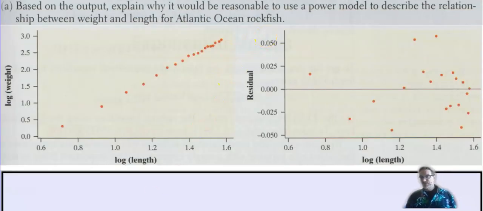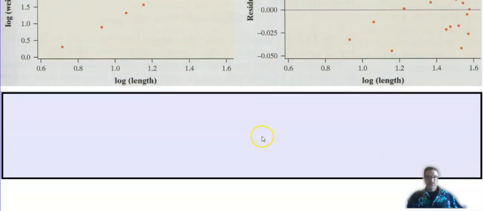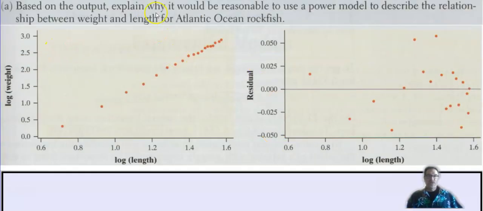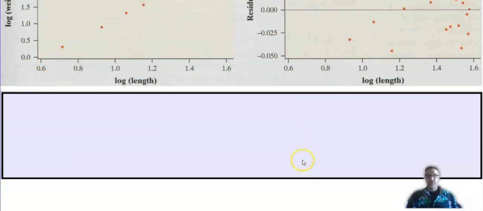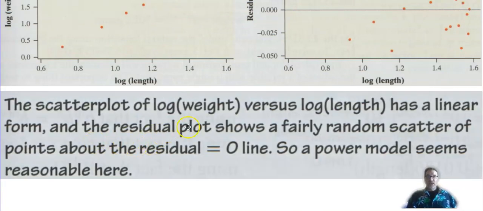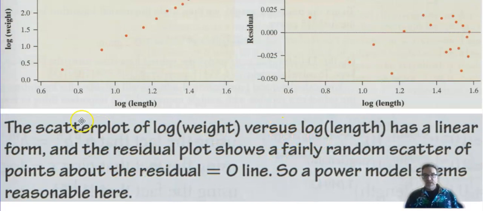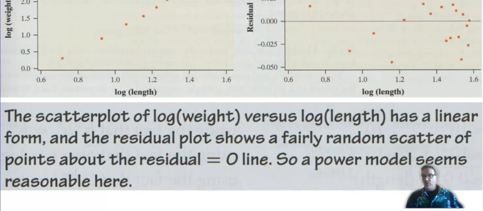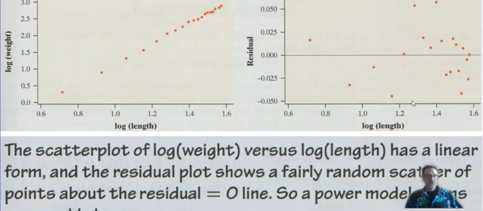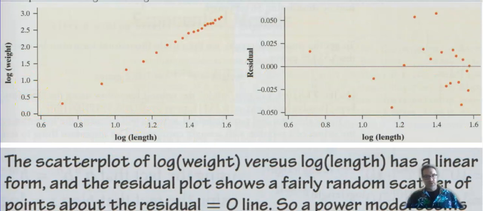Alrighty, so let's talk about our equation. Did you do it? Based on the output, why would it be reasonable to use a power model? Why is this a good model? Well, when we look at it, the scatter plot of log weight versus log length has a linear form. Remember, that has a beautiful line. And the residual plot shows a fairly random scatter of the points about my residual line. So a power model seems very reasonable here. The log of the length and the log of the weight, very reasonable.